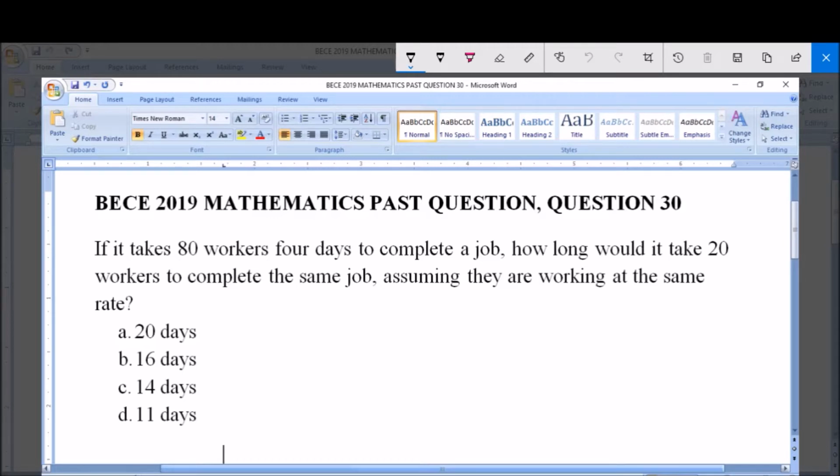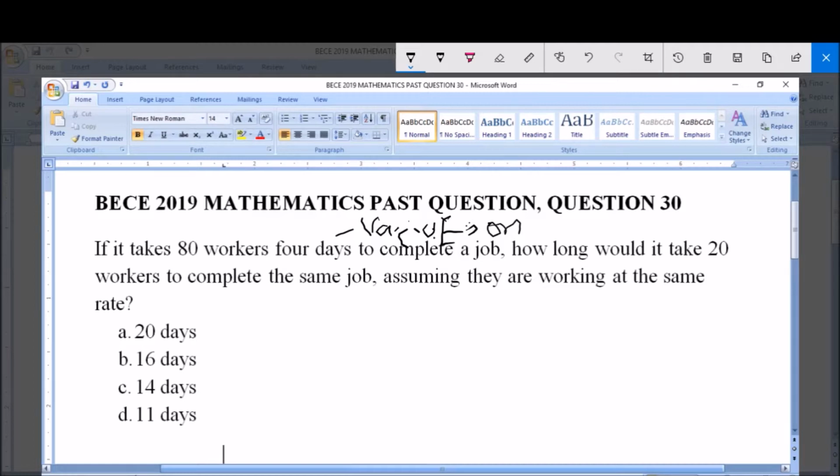Now, if you look at this word problem here, you discover that it is derived from variation. And like we know, we have different types of variation, and this word problem is derived from variation. Now, what type of variation is this? We have the direct variation, the inverse variation, the joint variation, and the partial variation.